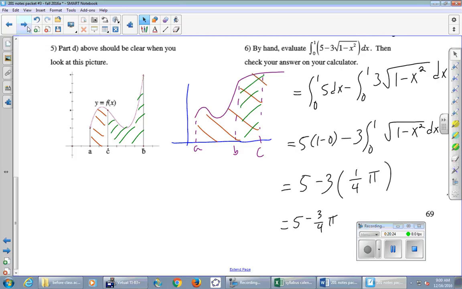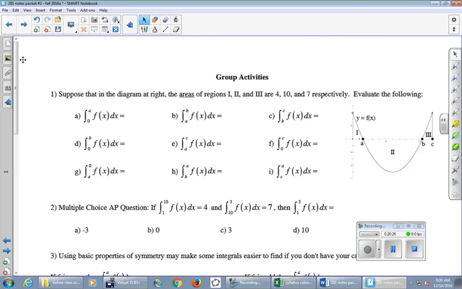Okay, I think that is good. Let's move on to the activities, which are right there on the next page. I will walk around.